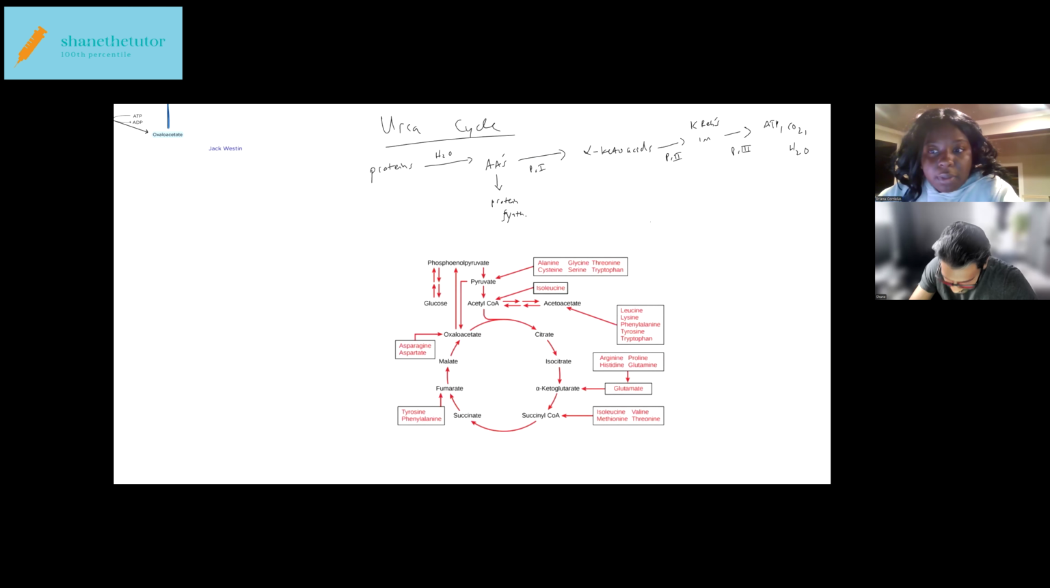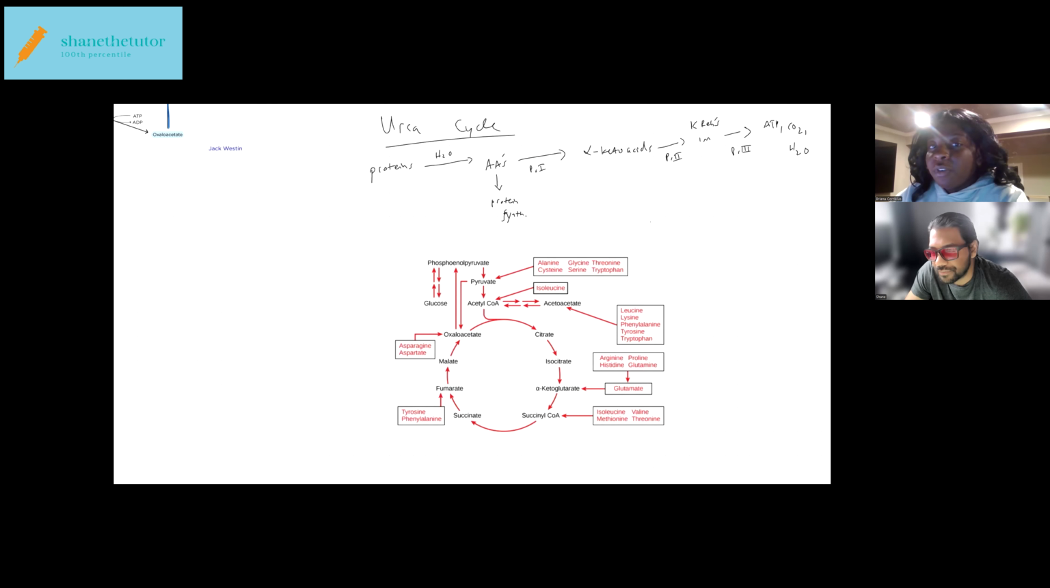So here you can see specifically that alanine, glycine, threonine, cysteine, serine, and tryptophan can turn, through the urea cycle, into pyruvate. And tyrosine and phenylalanine would turn into fumarate. So they're going to turn into various intermediates, right? And that's how they can enter in as the various intermediates after they get broken down.